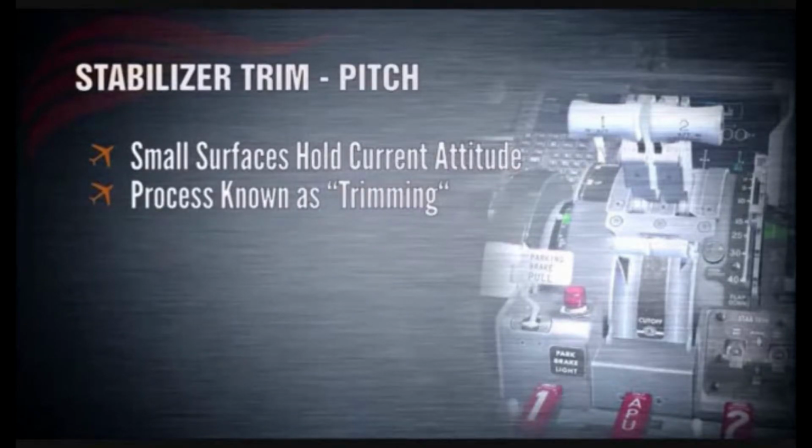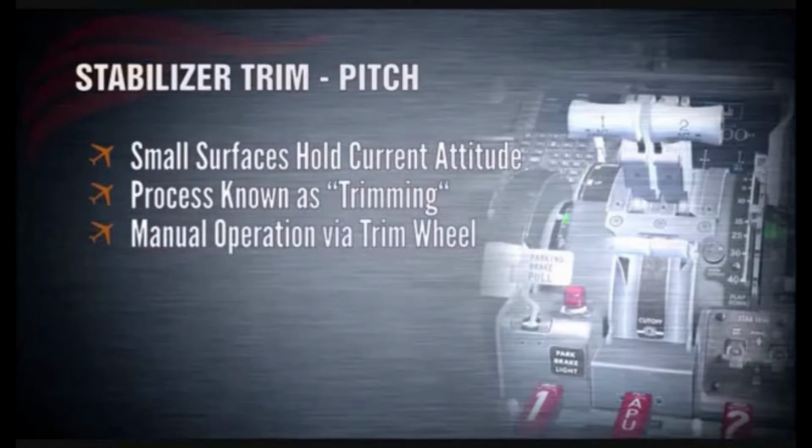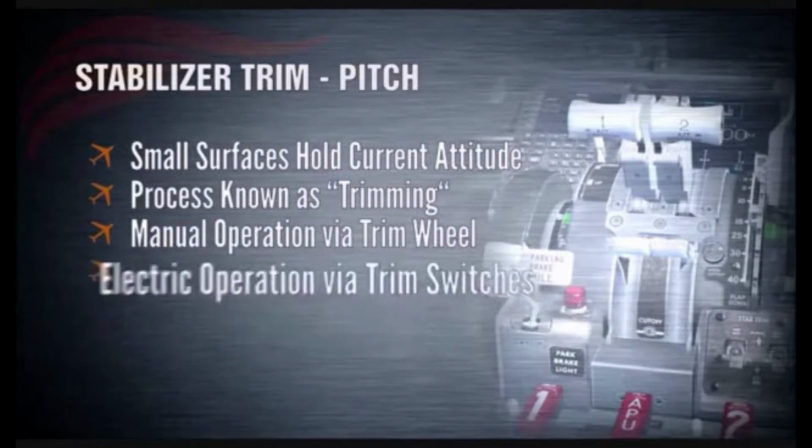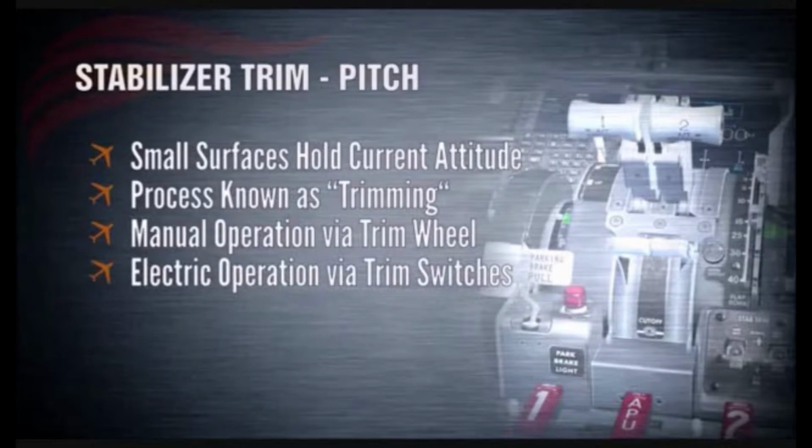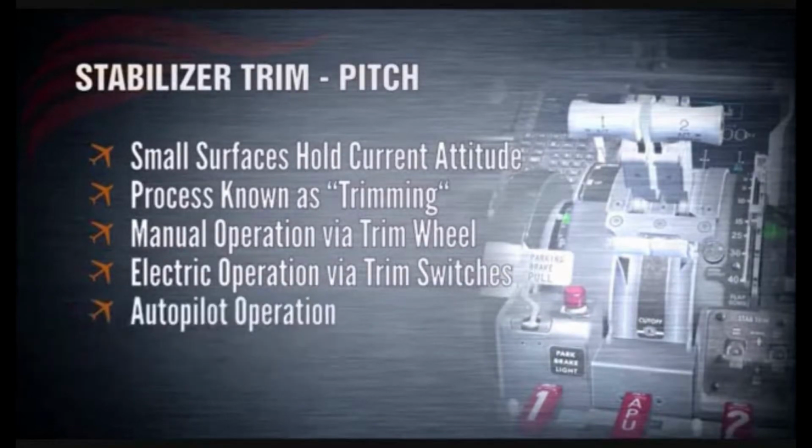The pitch trim is controlled with a movable horizontal stabilizer by any of 3 ways: manual operation with the stabilizer trim wheels, electric operation with the stabilizer trim switches, or autopilot operation, achieved electronically through a Digital Flight Control System, or DFCS.